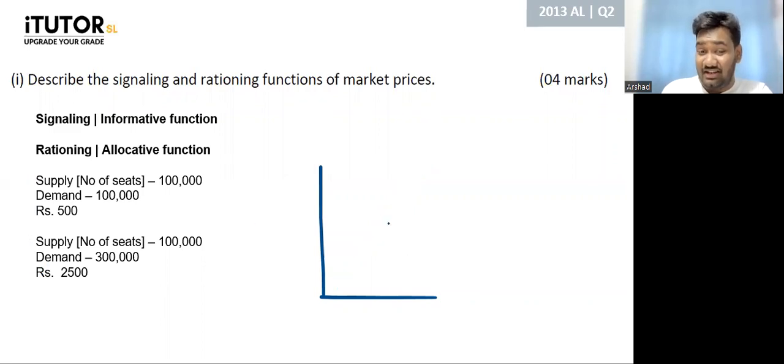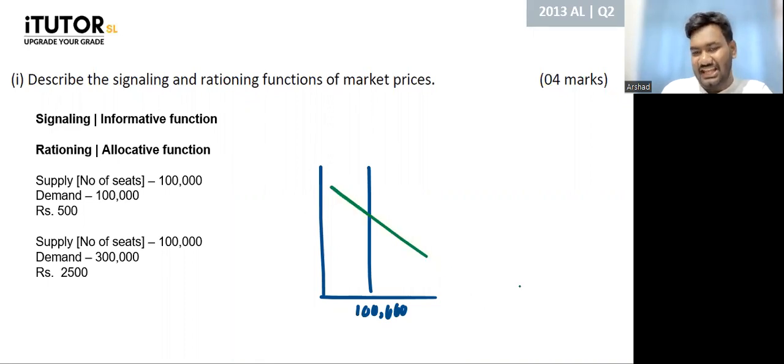So what does that mean? We have a perfectly inelastic supply, right? Perfectly inelastic supply. So no matter what the price is, the number of seats is 100,000. The price can be 500, 2,500, or even 10,000. We don't care. The number of seats is always going to be 100,000. So the demand curve, we can draw as a normal downward sloping curve. Initially we would have been here when the price is 500.